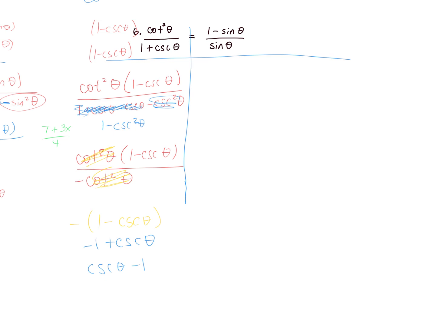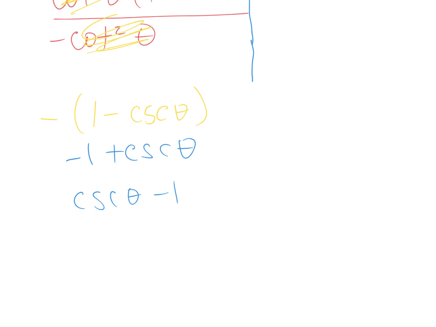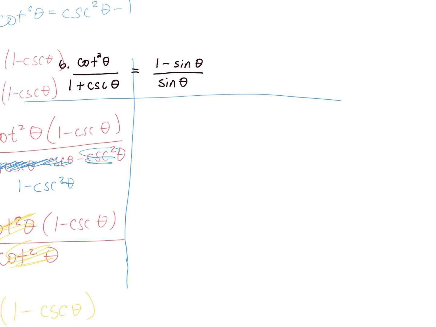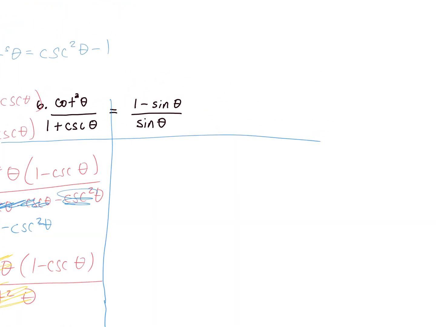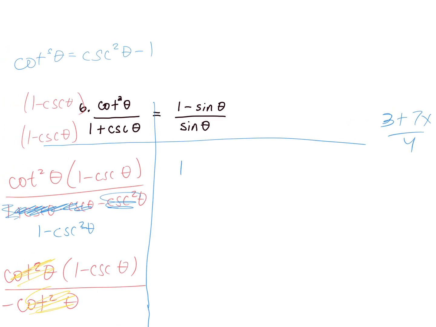So let's look over here. You could stay over here and rework this a little more, but let's look over here for a second and see if this will help. I have a monomial in my denominator, right? 3 plus 7x over 4. Can I split that up? What would I split it up to be? 1 over sine theta minus sine over sine, right?